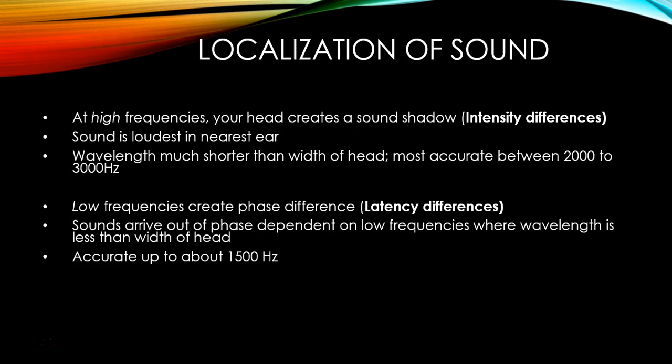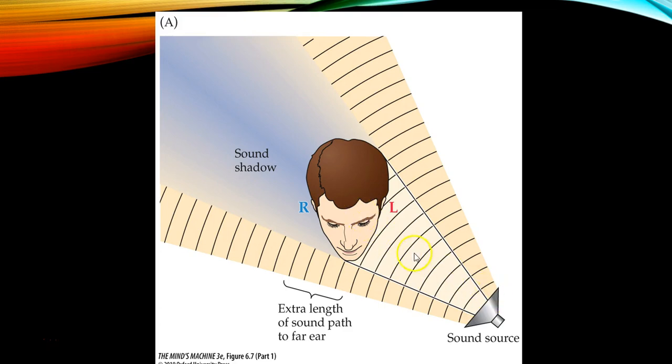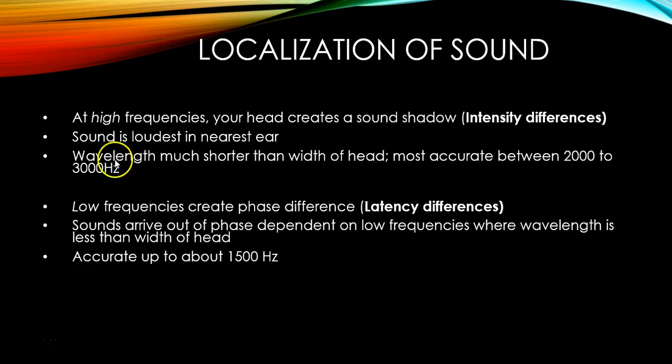At higher frequencies, we believe your head creates what's called a sound shadow, or your brain is basically looking at intensity differences between the sound coming at your right or your left ear. Basically, the sound is loudest in the ear that is nearest to the sound. So here we have a sound wave that's hitting the left ear, which is closest to the sound first, your head creating this sound shadow, and the sound waves going to the right ear are less intense. And so the brain does this calculation of comparing the intensity between the ears and can say, oh, the sound must be coming from this left side. In order for this to happen, the wavelengths must be shorter than the width of your head.